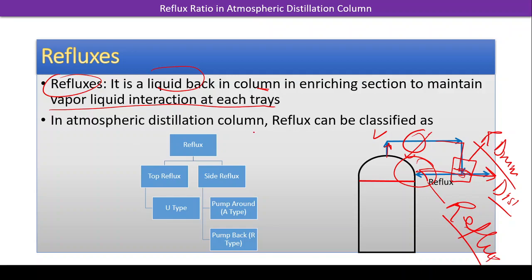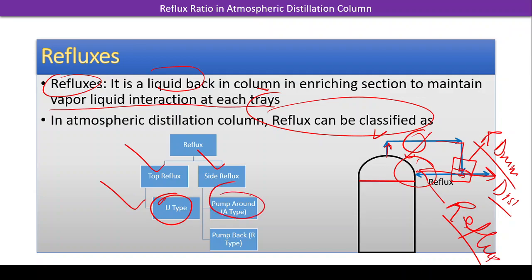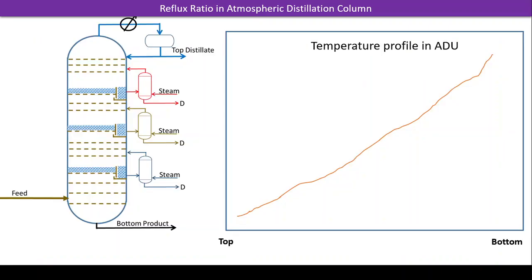In the atmospheric distillation column, reflux can be classified as top reflux and side reflux. In the top reflux, there is only one type, called the U-type reflux. In the side reflux, there are two types: one is pump-around reflux and one is pump-back reflux. Now we are going to discuss these three types of reflux in detail.